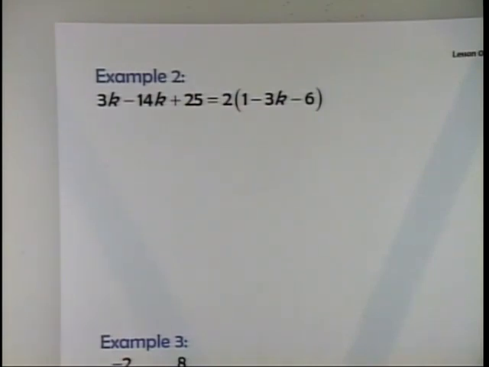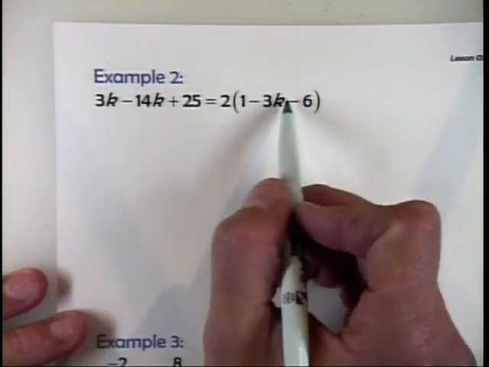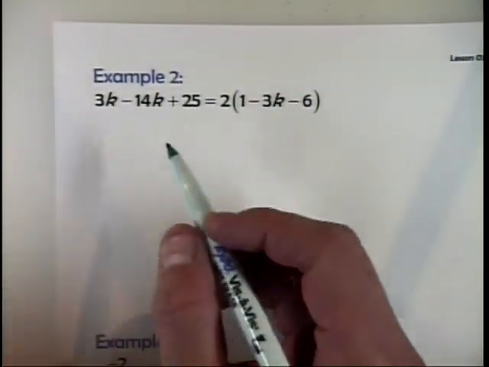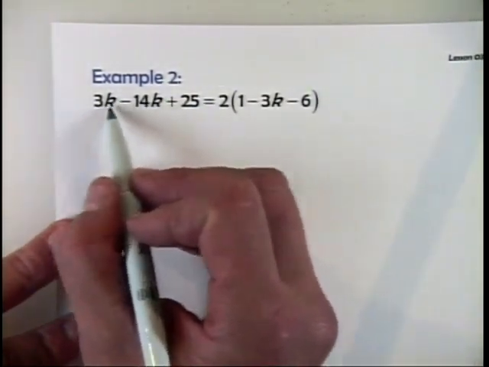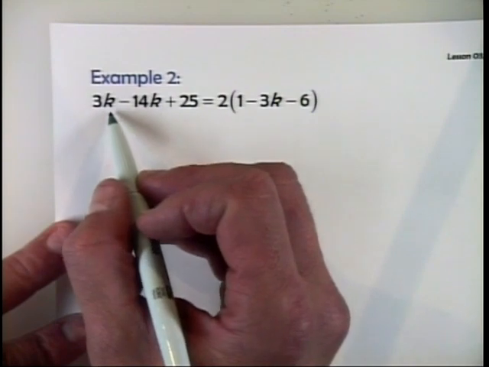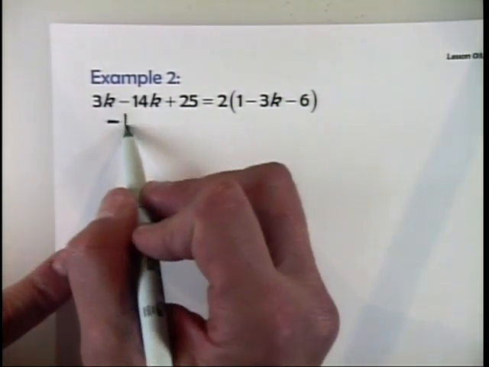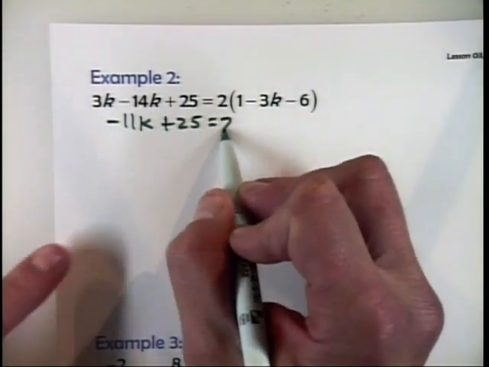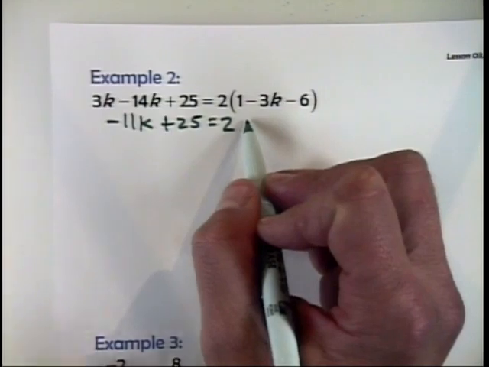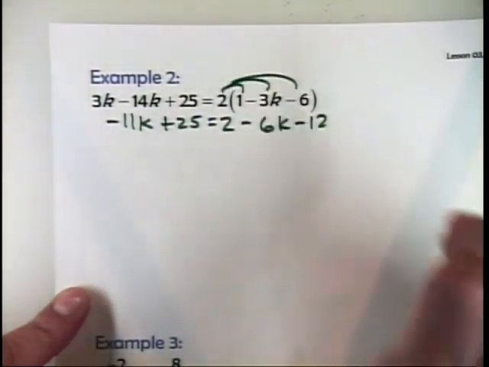This is a linear equation in terms of my favorite variable, k. I wonder why. Let's see. I've got k to the first, and I've got a k over here. So let's go ahead and expand this out. While I'm expanding it out, there's no reason why I can't combine like terms as I go to save a little bit of writing. So what will I get here? I get 3k minus 14k is negative 11k plus 25. If I distribute here, I get 2 minus 6k minus 12, distributing the 2 to all the factors.